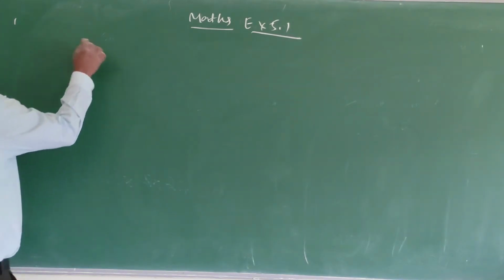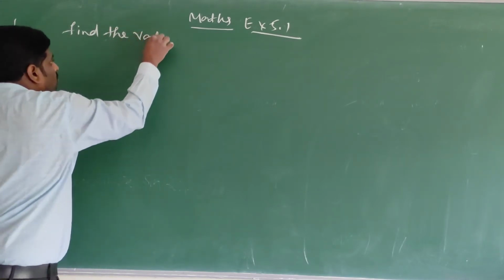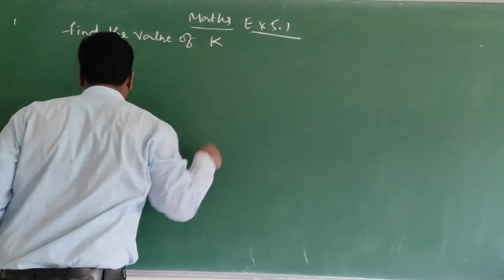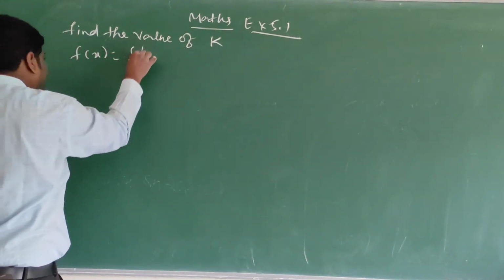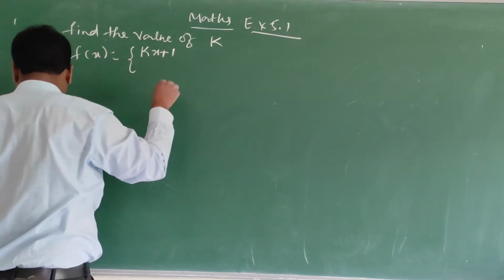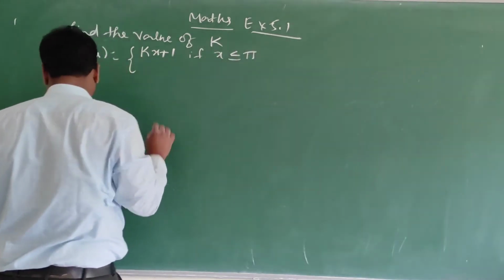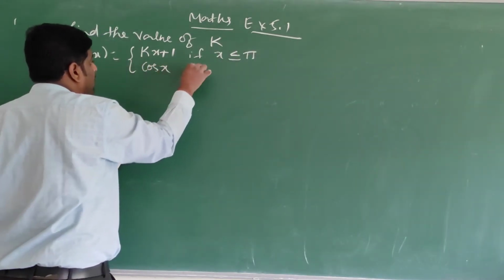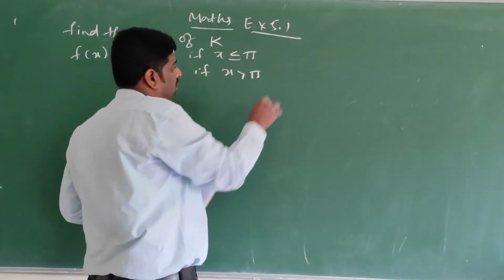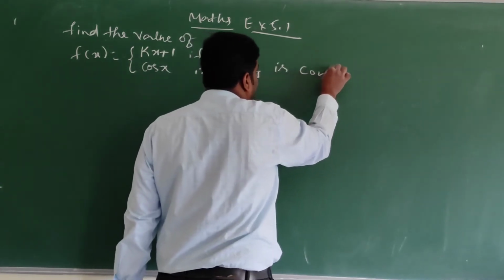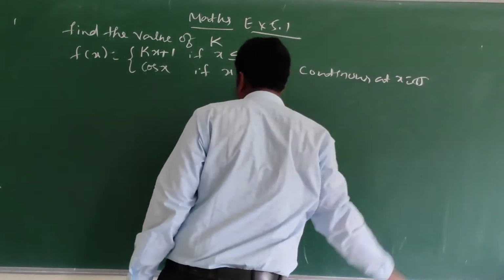That is, find the value of k. f of x is equal to kx plus 1 if x is less than or equal to pi, cos x if x is greater than pi, is continuous at x is equal to pi.